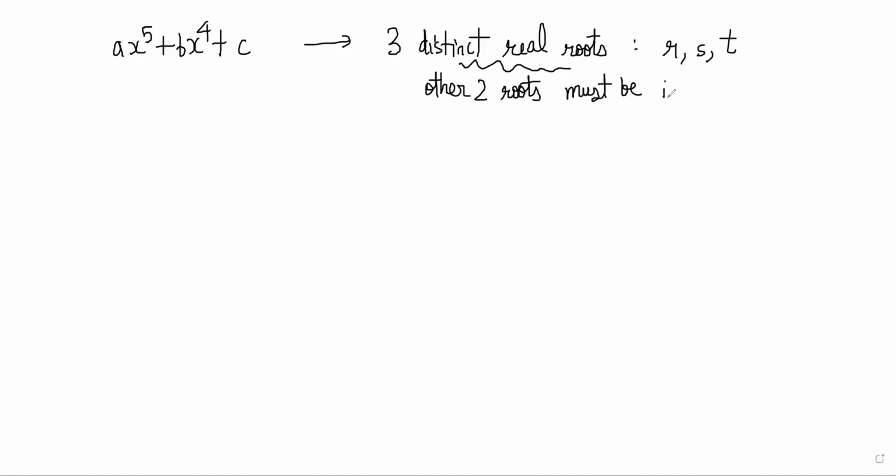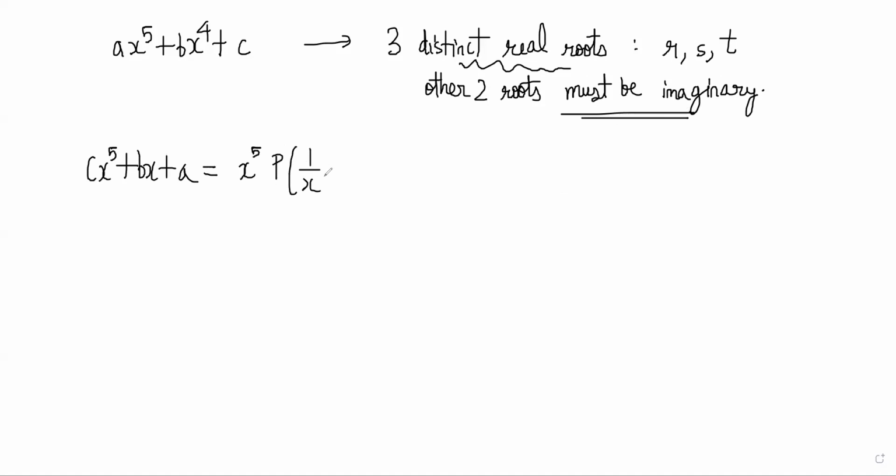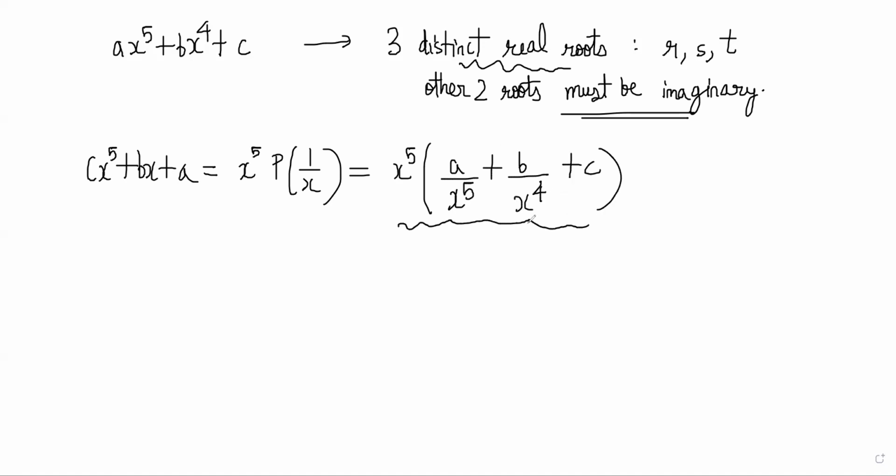Now we will use the fact that the other polynomial cx power 5 plus bx plus a is actually equal to x power 5 p of 1 by x. How? Let's check that. X power 5 p of 1 by x will be a by x power 5 plus b by x power 4 plus c, multiplied by x power 5. Notice that when you multiply this out, this is the same. So we are getting that this is the reciprocal of p of x.